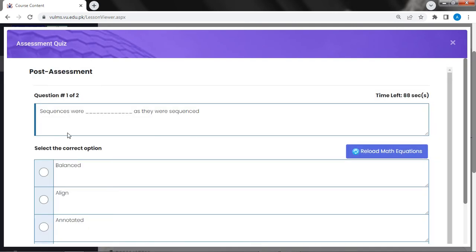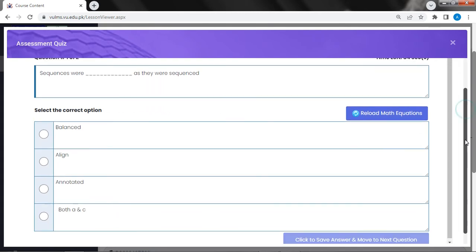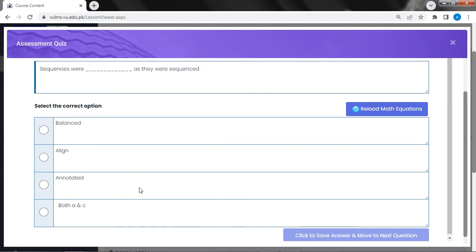Sequences were dash as they were sequenced. Sequences were annotated, aligned, balanced, I think annotated. More than dash genes are there in human genome.